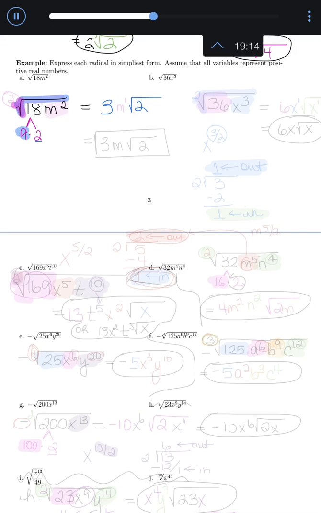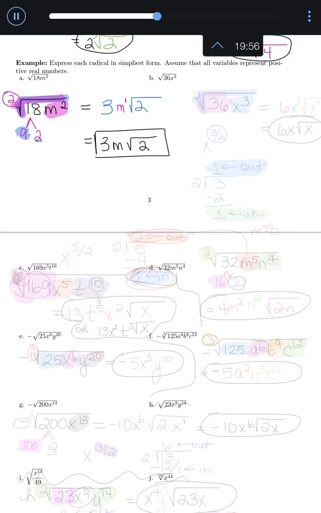One more thing, how do I take the square root of m squared? Well, remember the square root means it's a 2, so the 2 will go on the bottom, so 2 will divide into 2 evenly as a 1. That means it will come out as an m to the first power. Remember, when you have something to the first power, you don't actually need to write the 1. So I can rewrite this whole thing as 3m, I don't need to write the first power, and just the square root of 2. That is my final answer.